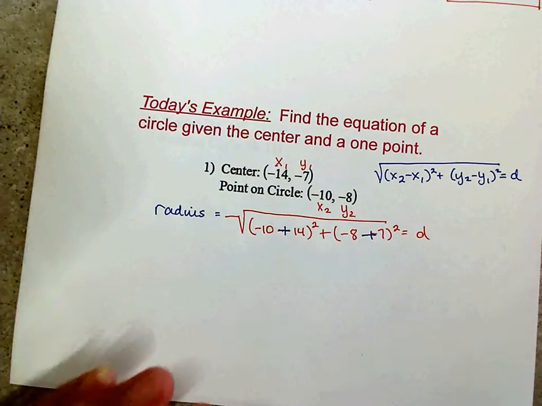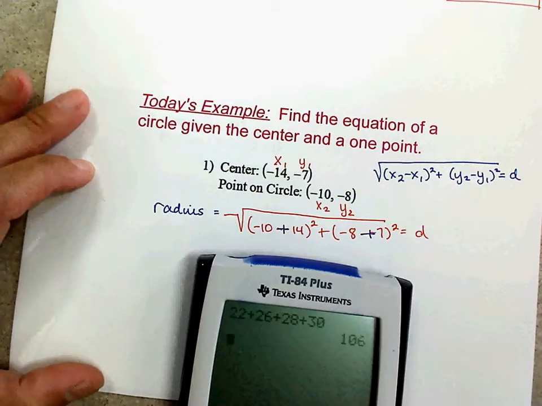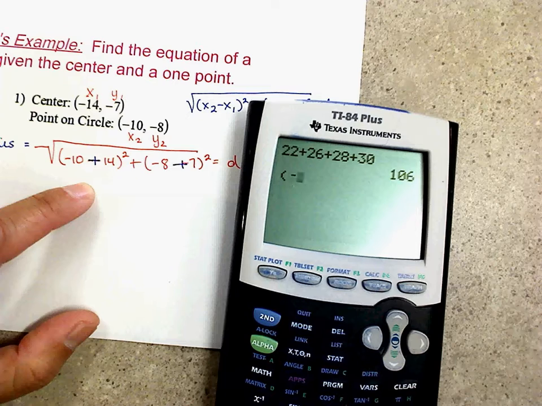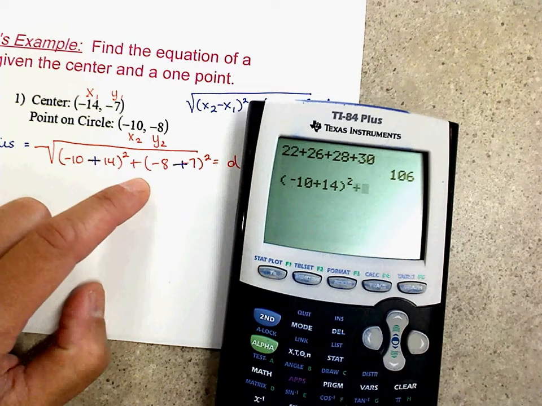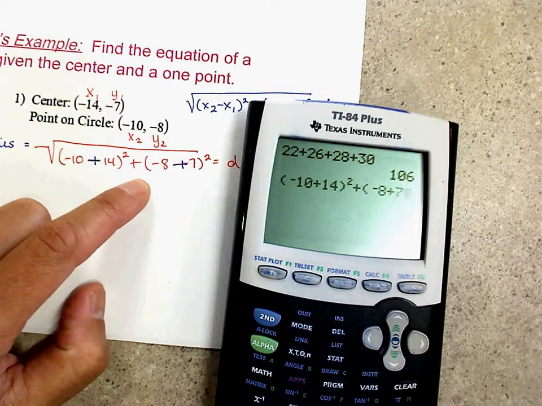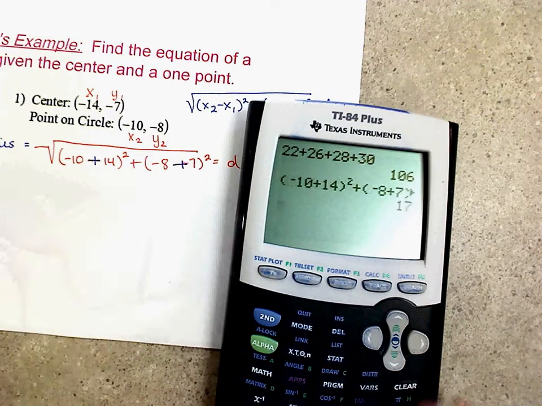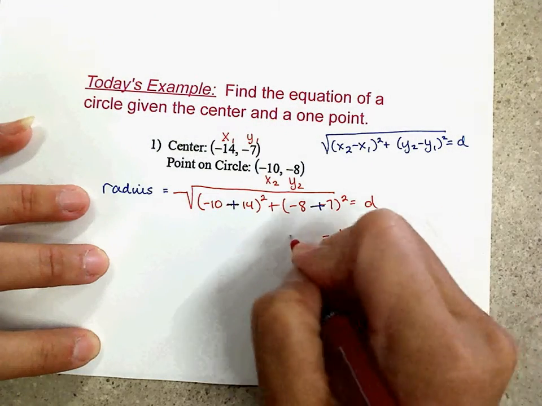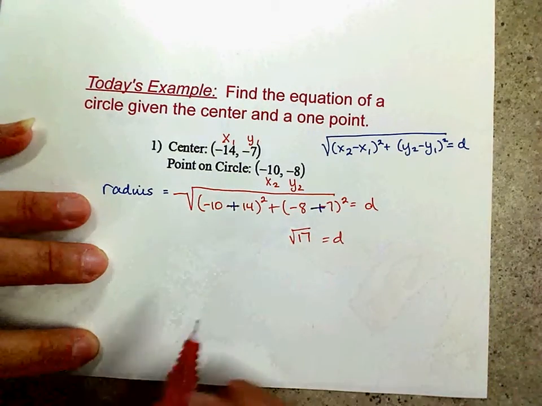Type that into your calculator without the square root sign, okay? Here we go, parentheses, negative 10 plus 14 squared plus negative 8 plus 7 squared comes out to be 17. So d is equal to square root of 17. There's your r, right there.